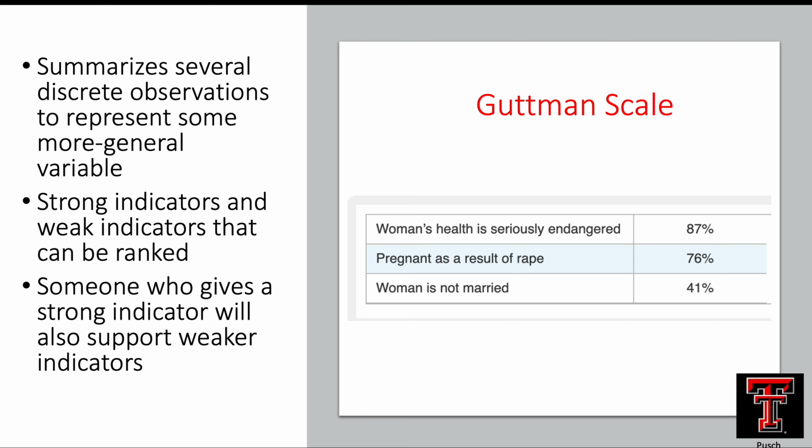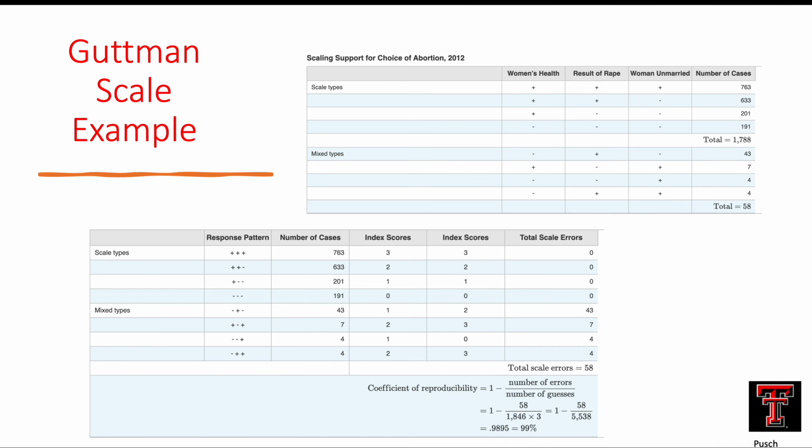So if somebody supports abortion when the woman is not married, they are probably going to support it when pregnant as a result of rape, and if a woman's health is seriously endangered. So this is just an example of a Guttman scale, and this is how it's added up. Again, I'm not going to ask you how to do this, a little math problem on a test, but I will probably ask you what a Guttman scale is and what it's used for.